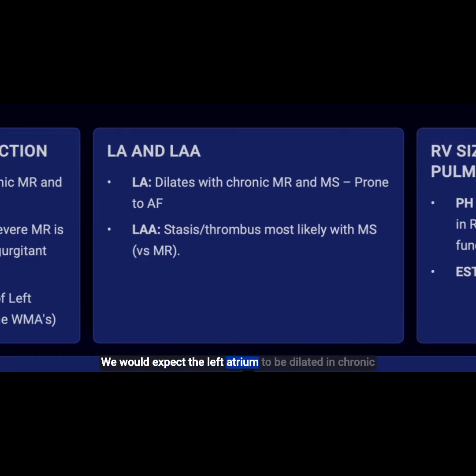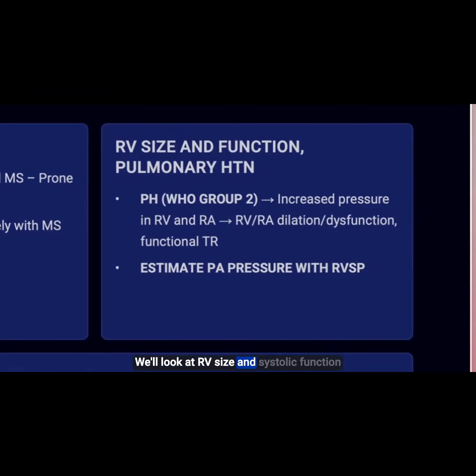We would expect the left atrium to be dilated in chronic mitral regurgitation and chronic mitral stenosis patients. And this makes patients prone to atrial fibrillation as well, which is why we'll also want to check the left atrial appendage for thrombus. We'll look at RV size and systolic function, and also pulmonary hypertension as well.